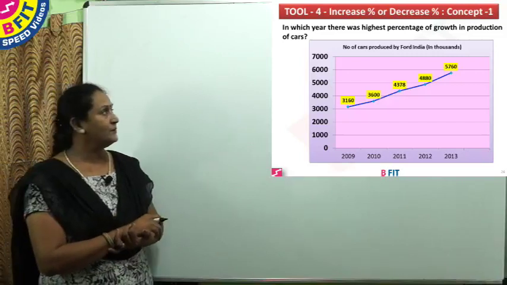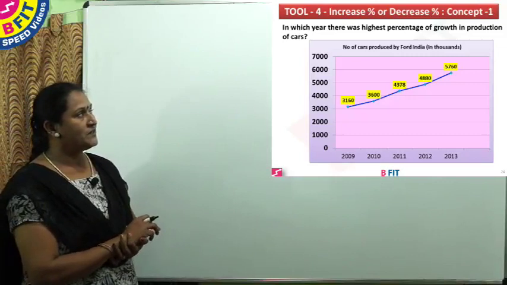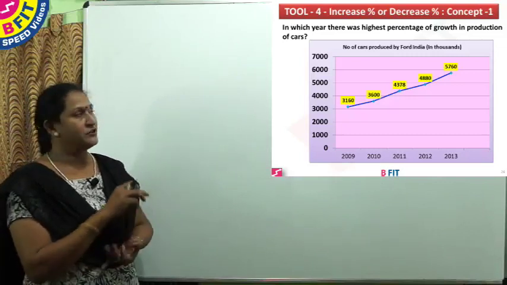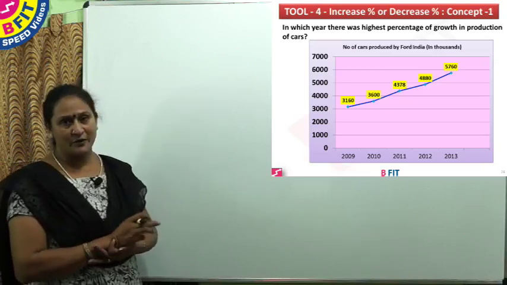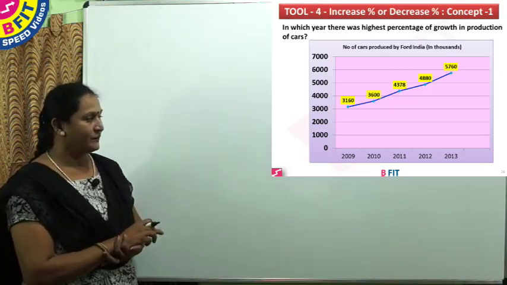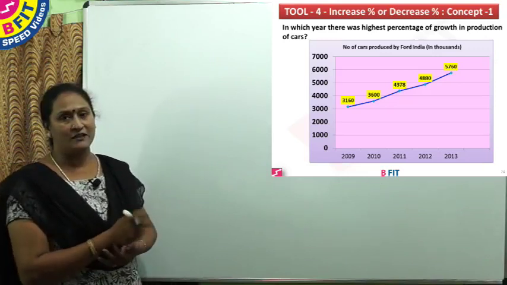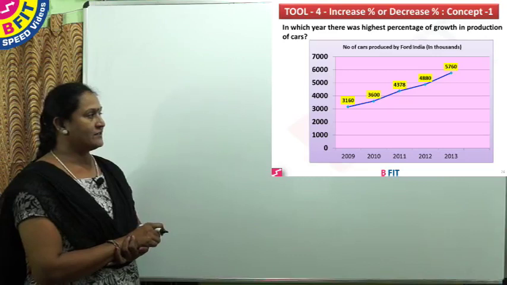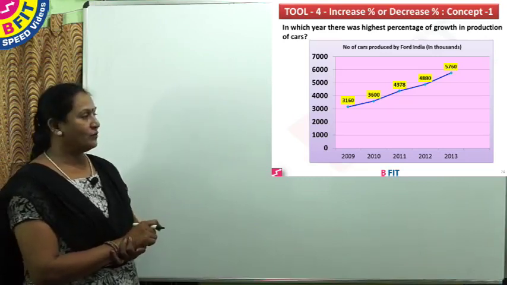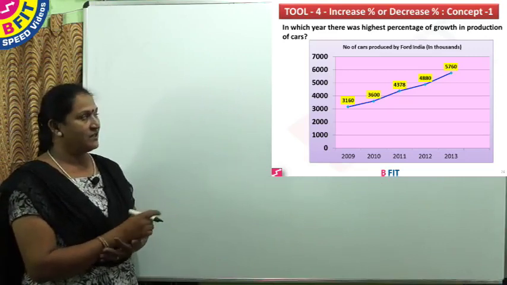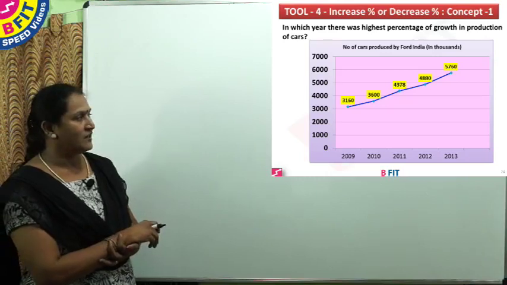In this example, the question is: in which year was there the highest percentage of growth in production of cars? For the Ford company, the number of cars produced in thousands is given. We have years from 2009 to 2013 on the x-axis, and the number of cars produced on the y-axis. We are asked to find which year the production growth was higher. Which year will it be?